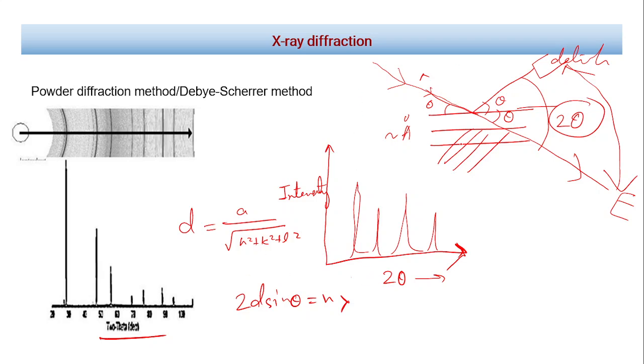But this one thing, I hope I made clear: why we always get 2 theta on the x-axis and not theta. There is a reason for this, and the reason is that we cannot measure theta in this experiment, but we can easily measure 2 theta. That's why out of the experiment we get the data in terms of 2 theta. This is also a very important question asked many times in experiments. Okay, so now let's focus on some assignment problems.